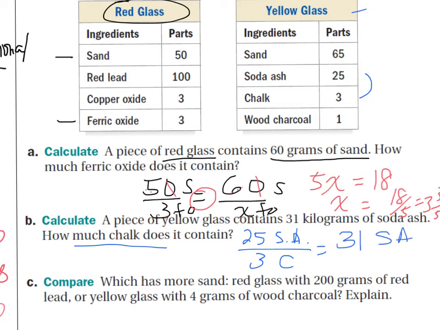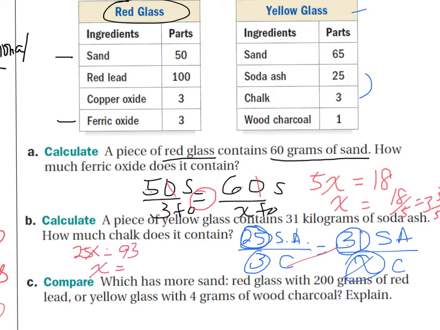Okay? And then your denominator will be x, chalk. Okay, so we're solving for this x here. And I see that I can't simplify 31 with 25, and I can't simplify 25 with 3 either, so I can just go ahead and cross multiply. 25 times x is simply 25x, and 31 times 3 is just 93. Solve for x: x equals 93 over 25.